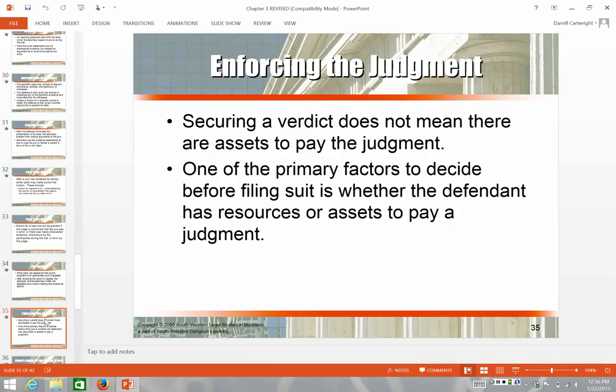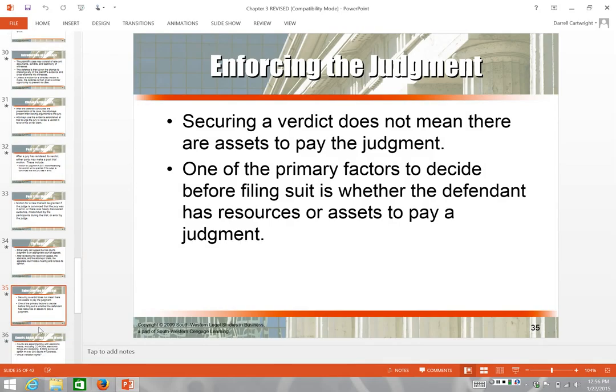And that's speaking from someone who has a judgment against a defendant for $1.5 million, in which I've never collected a dime of it.